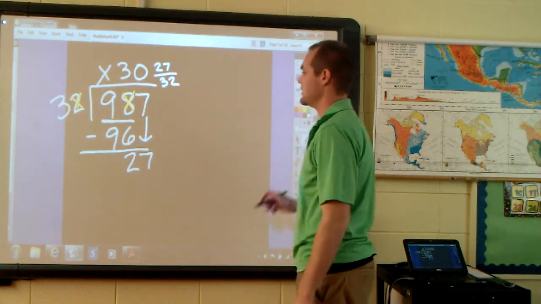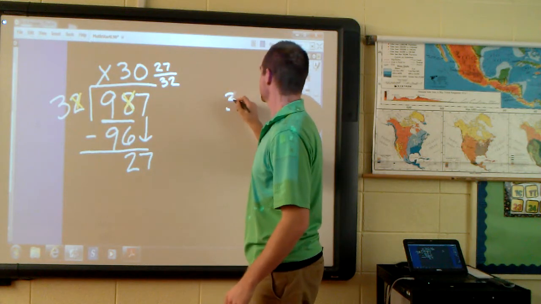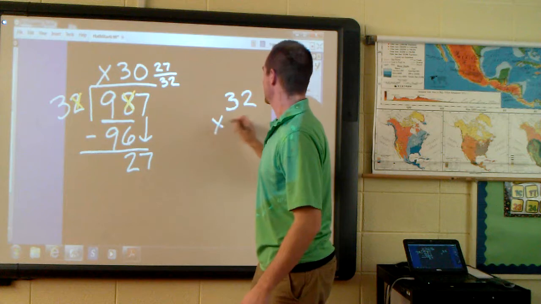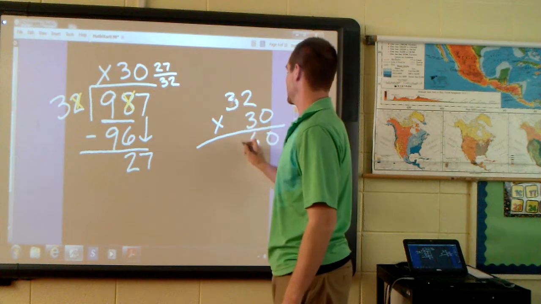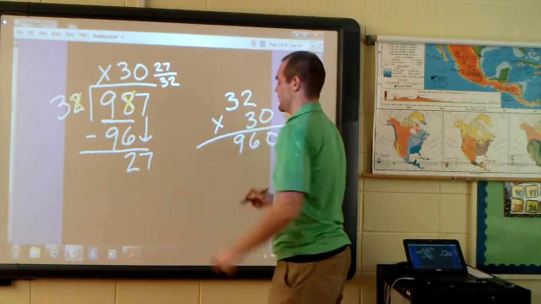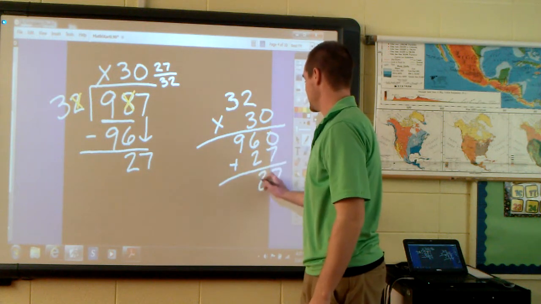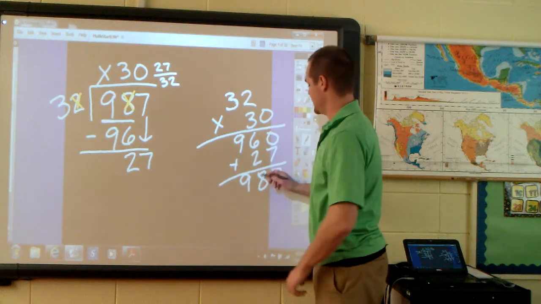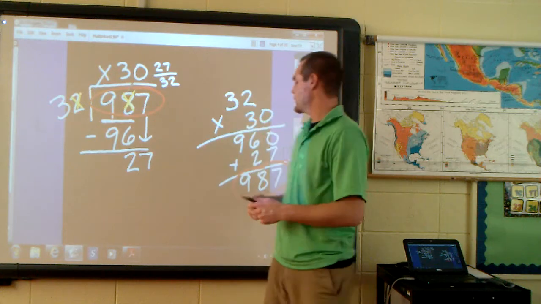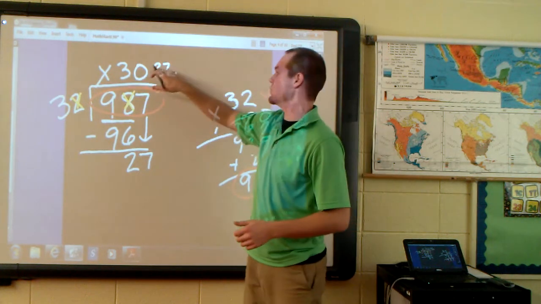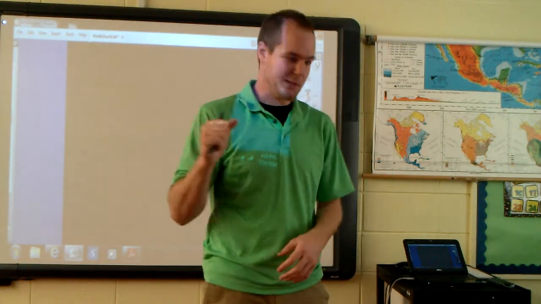But if you ever wanted to check it, you would of course reverse the order, take 32 and multiply it by 30. I'll hang my 0 over. 2 times 3 is 6, 3 times 3 is 9, and then add the remainder of 27. If we add 27 to this number, 6 plus 2 is 8, 9, our answer, 987, is equal to the dividend here. So this answer checks out. 30 and 27 over 32 is the correct answer for example number 2. Again, write that number down.